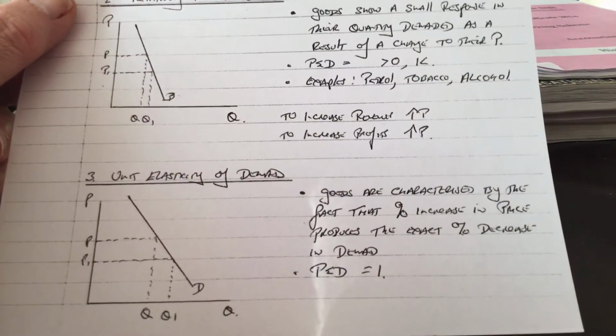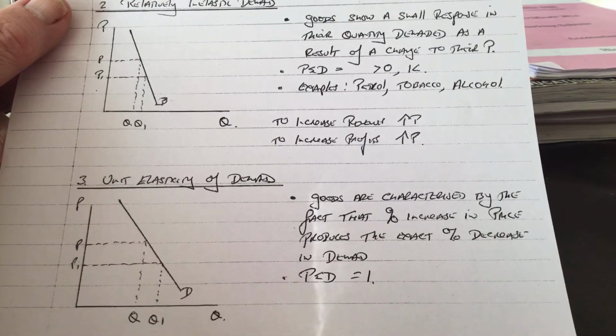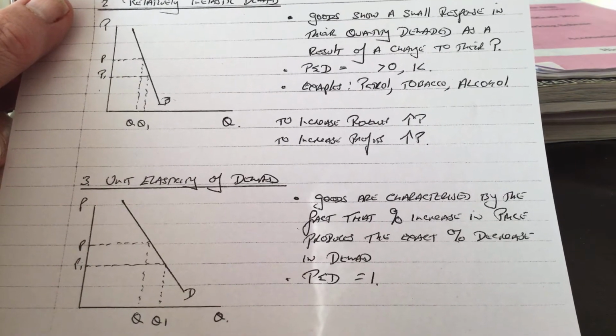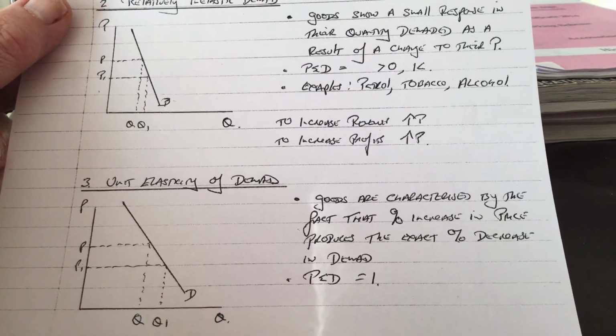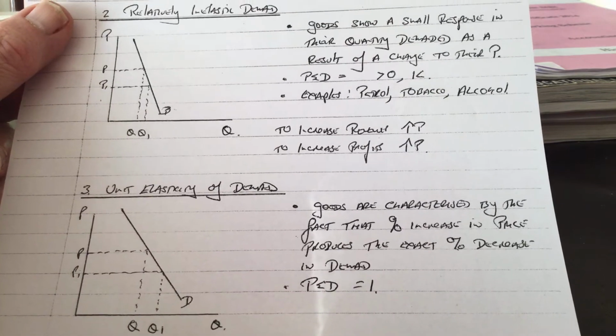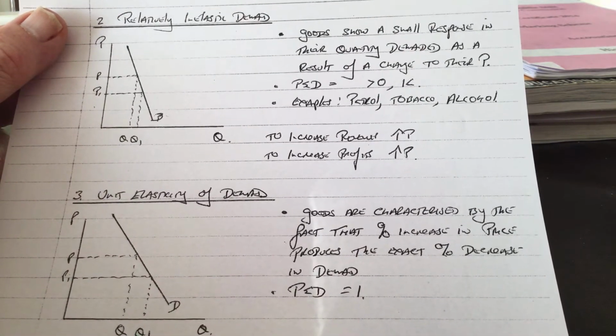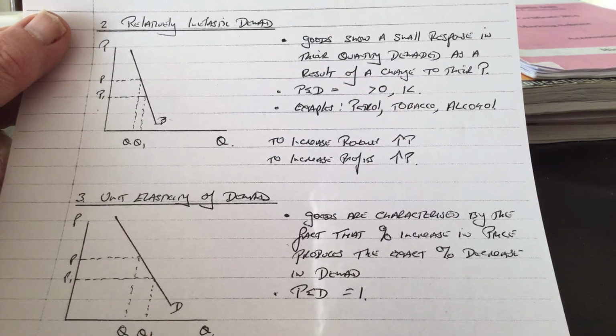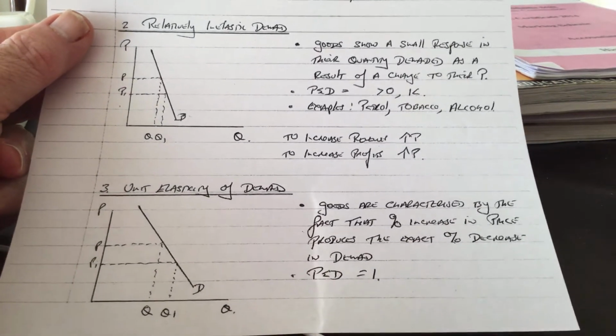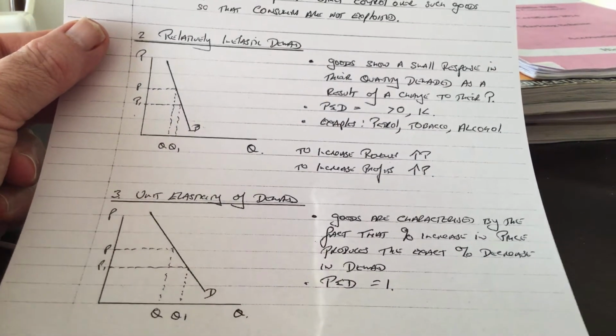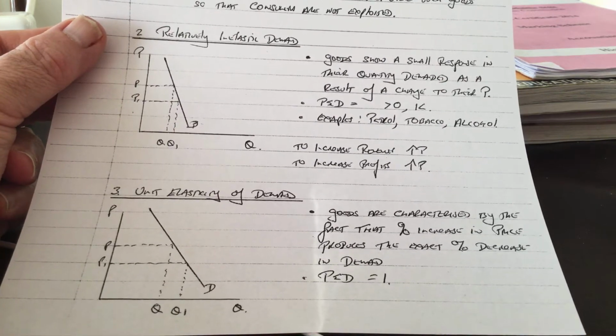Now we have unity elasticity of demand. In other words, if we do it mathematically, we end up with a PED equal to 1. Goods are characterized by the fact that the percentage increase in price produces the exact same percentage decrease in the quantity demanded, and that's reflected in the diagram.